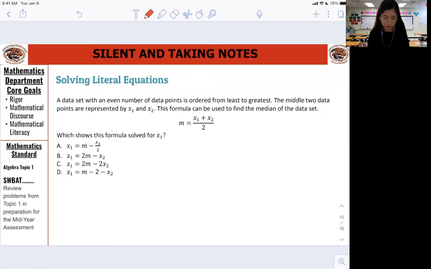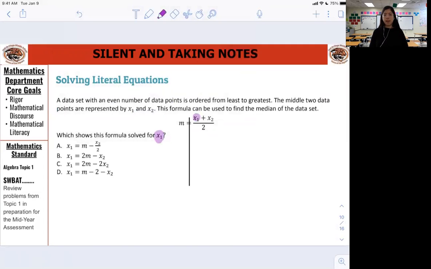Let me see which one I want to do. Yeah, this one's pretty good. Okay, so literal equations look confusing because it's a bunch of variables. However, we're going to treat them the same as regular equations. We're still following those same rules. So this one is telling me that I need to solve it for x1. So basically it's telling me I need to get x1 alone.